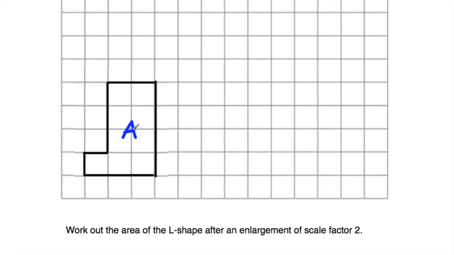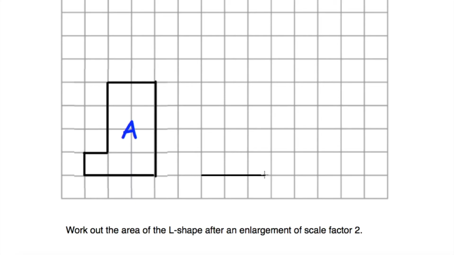But that's not the case for the area. It would work for the length of the sides. If you enlarge by scale factor 2, the length of the sides double, but the area actually more than doubles. And we'll have a look at that in a second. So what we're going to do is enlarge this shape A by scale factor 2. In terms of the base of this L shape, it's 1, 2, 3 across. Now we want to enlarge by scale factor 2, so if we double 3 across, that'll be 6 across. So let's do 6 across.